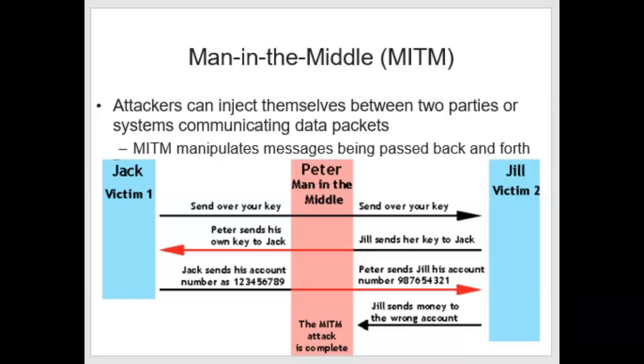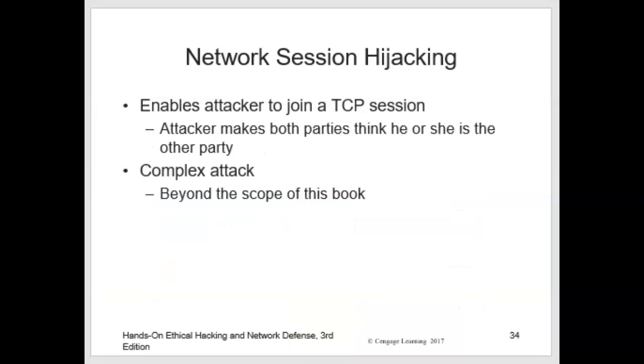So Jack is going to send his account information, and Peter sends Jill his own account information, and Jill can then send money. She thinks it's to Jack, but it's to Peter. That's a good example of a man in the middle.